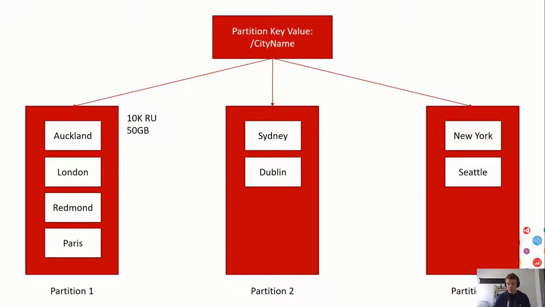Remember that we don't manage these physical partitions ourselves. The Cosmos DB team does that. But there are a couple of things that physical partitions really depend on. First off, the amount of throughput that we provision on our containers. Each physical partition can provide a maximum of 10,000 request units.